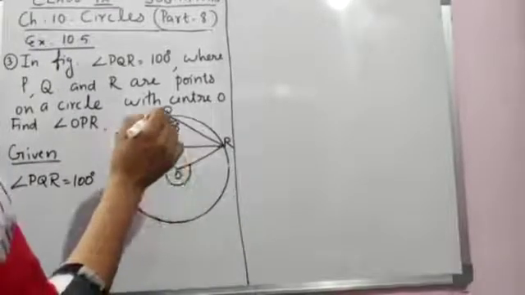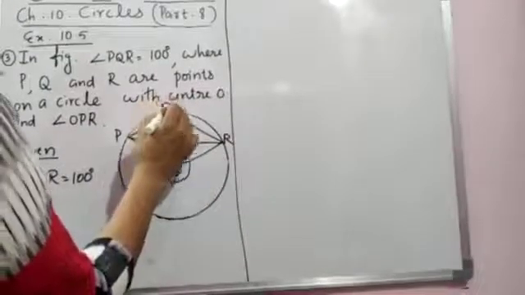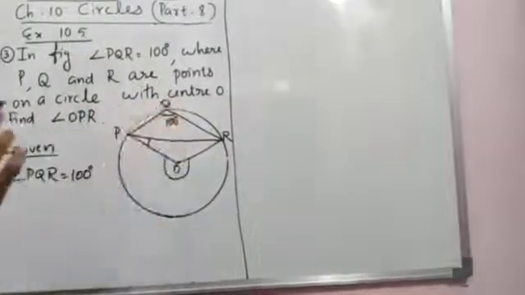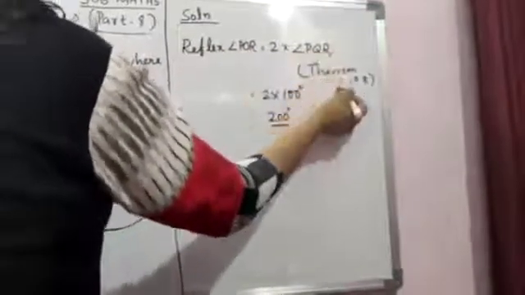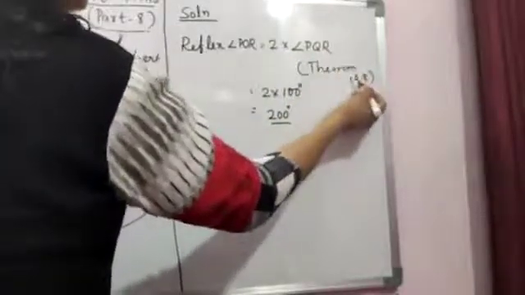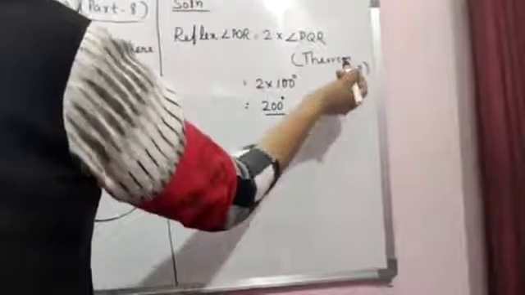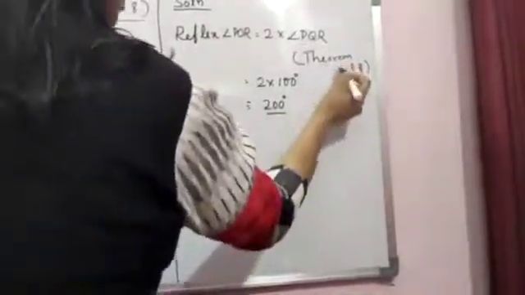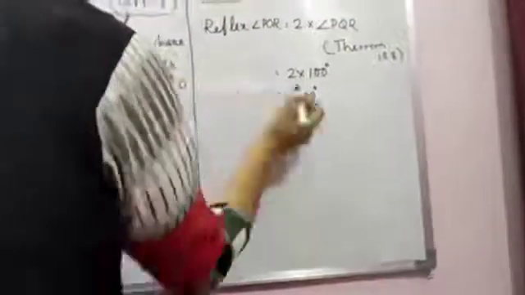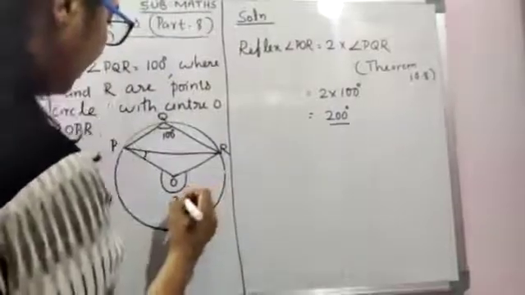The angle subtended by the arc at the center is double the angle subtended by the same arc on the remaining part of the circle. So let's write that: reflex angle POR is equal to twice angle PQR by theorem 10.8. That theorem you have to write: the angle subtended by the arc at the center is double the angle subtended by the same arc at any point on the remaining part of the circle. That you have to write here. So angle PQR is 100 degrees, so 2 into 100 degrees is equal to 200 degrees. So this angle you have got.